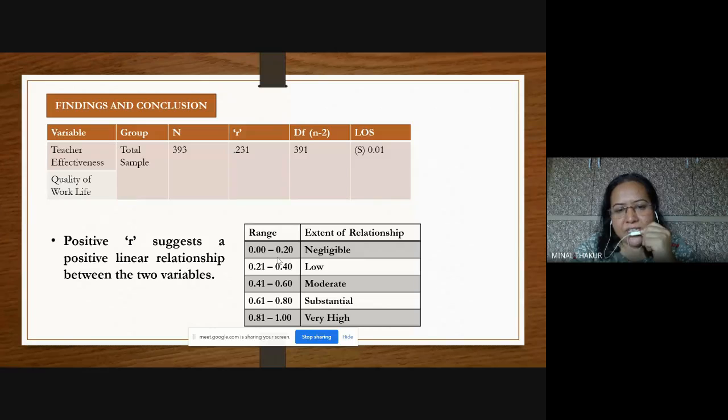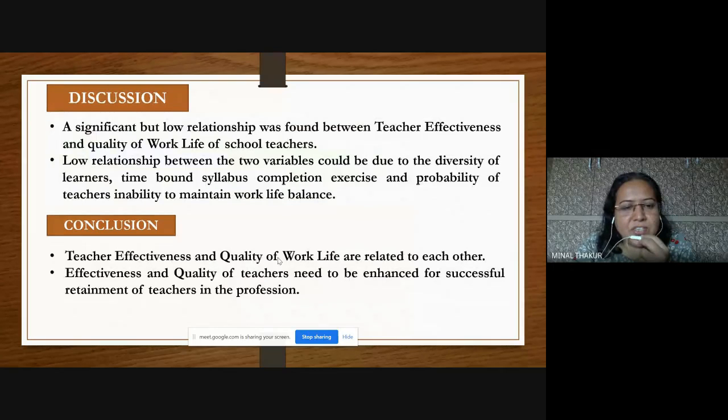There's another level of significance also, 0.05, which says that there is a 5% chance that the relationship between two variables may not exist, but 95 times when you do the research, you are going to get the same kind of result. Can we have the next slide? So this is the interpretation of the result that I got, and it says a significant but low relationship was found between teacher effectiveness and quality of work life of school teachers.